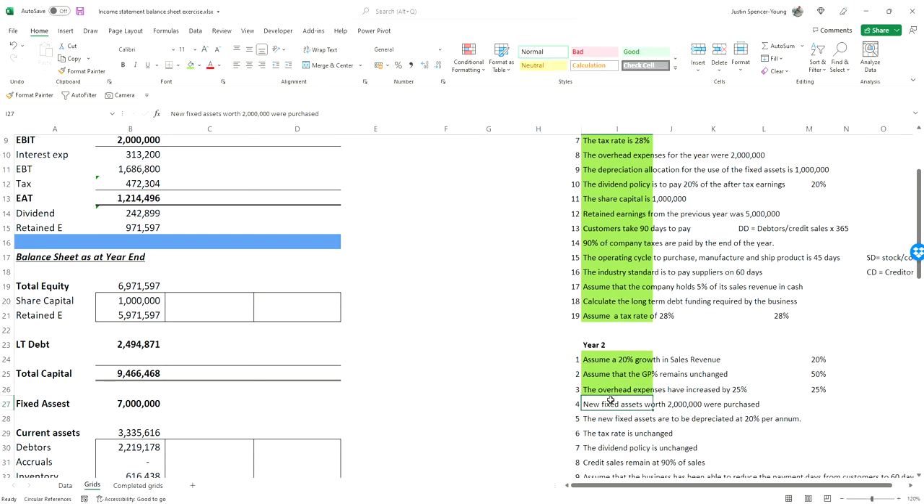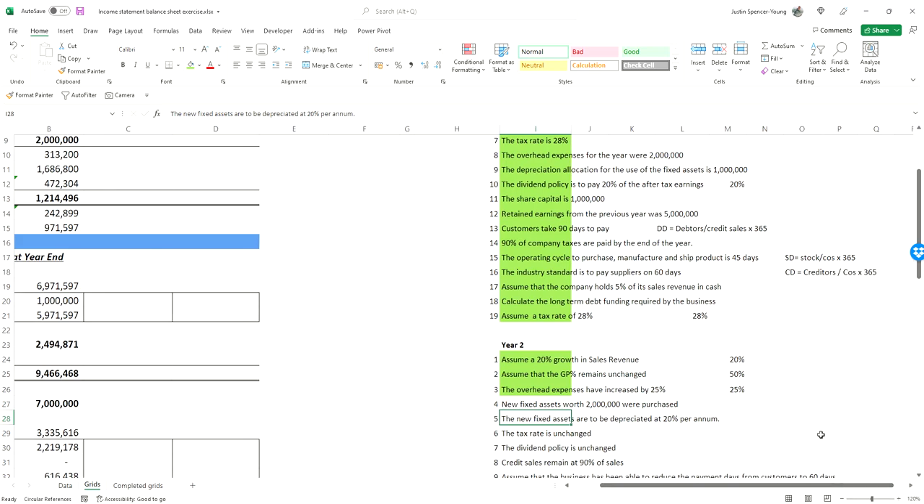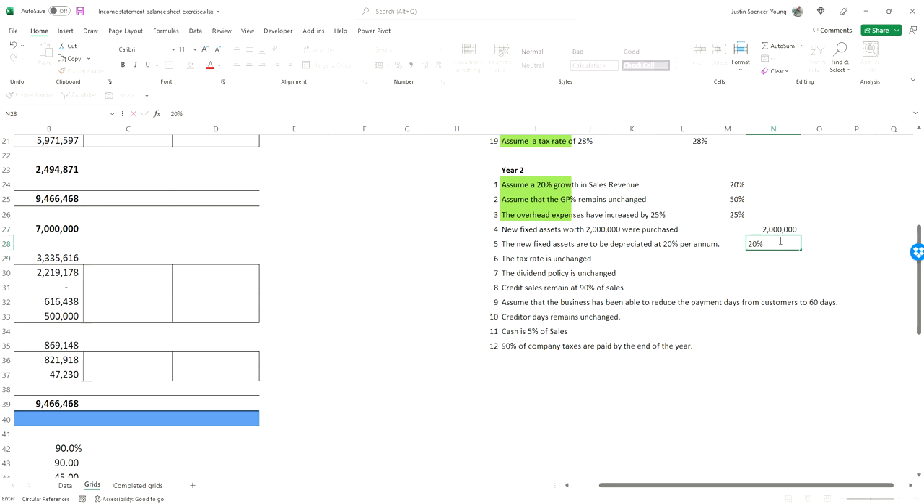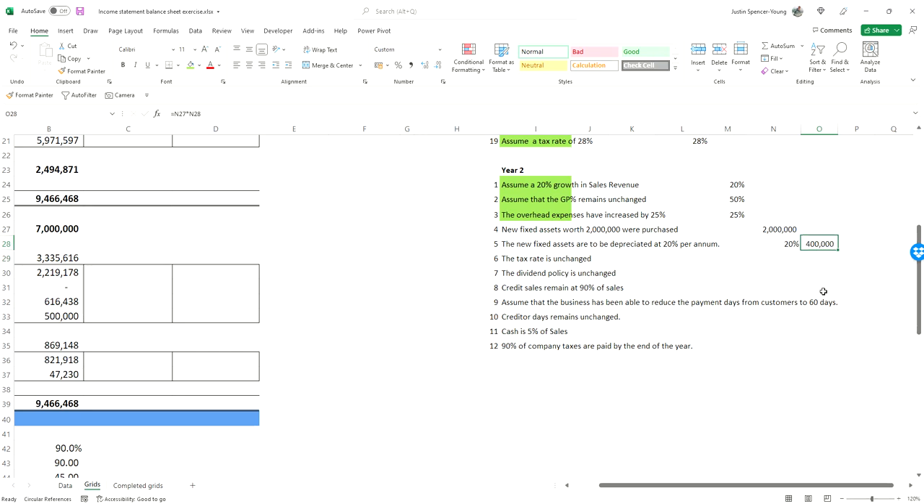New fixed assets worth 2 million are purchased. The new fixed assets are depreciated at 20% per annum. All right. So let's do a little calculation here. Let's put the new fixed asset number there, 2 million. Let's give it some formatting, make it easier to read. Get rid of those zeros. And if this is 20%, well, what that means is the depreciation per year is 2 million times 20%, which is going to be 400,000 Rand for these new assets.